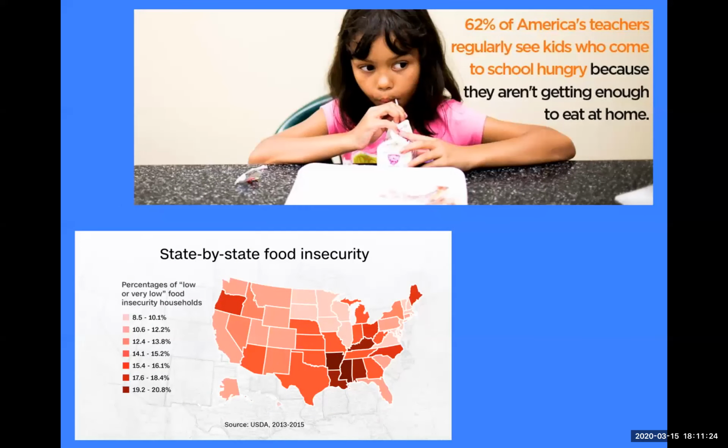I mentioned obesity and diabetes. It's not just that that's the problem. Even in the States, which is obviously the world's richest country, look at that top graphic. Two-thirds of teachers see kids who come to school hungry. In some states, on the bottom, 20%, sometimes more, of households don't have a secure food supply. So starving to death is not just overseas. There are people, and again, especially children in the States, who have difficulty getting or do not get an adequate food supply.